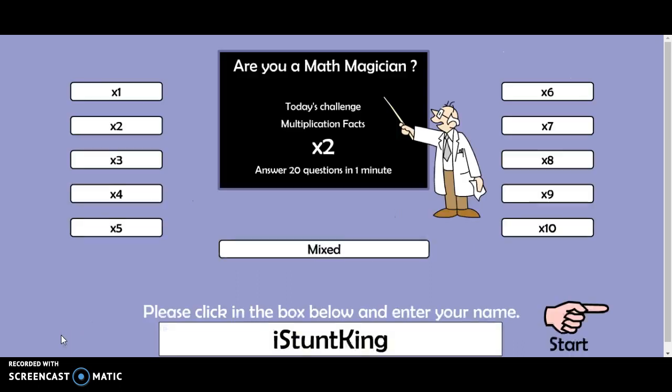Let me do it again. I was teaching this, so I didn't have much time. This is going to be my fast round. And go.